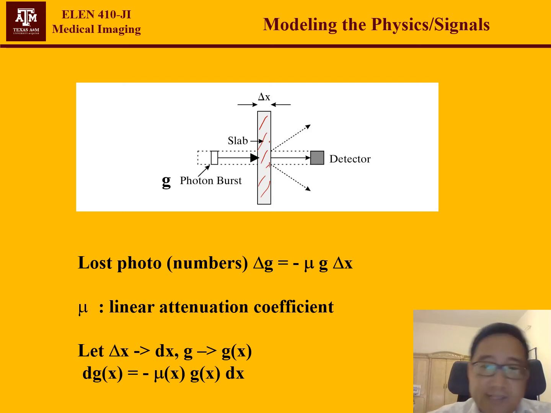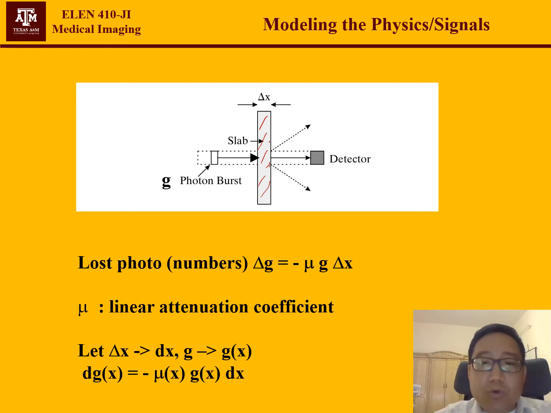It's going to a different direction. So on the other side of the slab, the X-ray detector will detect a number of photons, and that number will be reduced because of the reason I just described. So the number of lost photons, we can call delta G, the reduced number of photons, can be modeled as a product of mu, G, and delta X.